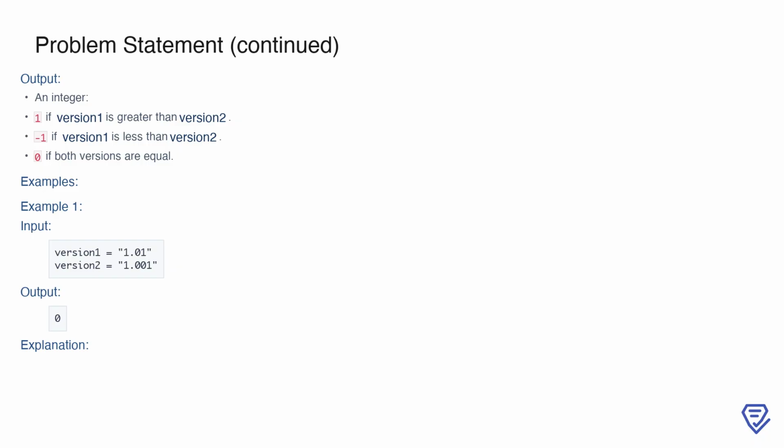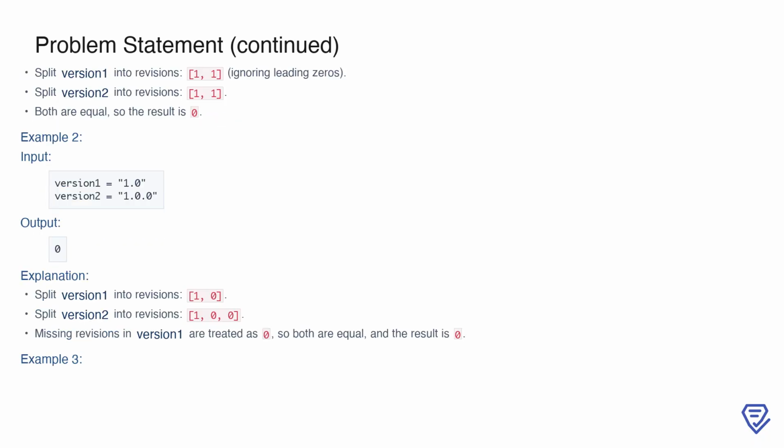Now, why is that the case? To understand the output, we split both version 1 and version 2 into their individual revisions. For version 1, 1.01 becomes 1.1, since any leading zeros are ignored. Similarly, version 2, 1.001, also becomes 1.1. When we compare these revision lists, we see that they are identical, so the two versions are equal, and the result is 0.